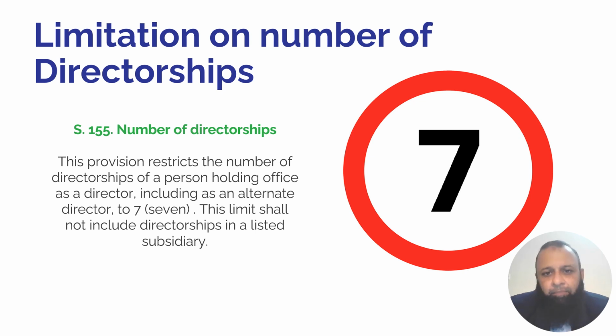Now, how many companies can a person be a director of? As per Section 155, the number is restricted to 7. That means that a director cannot hold office as a director for more than 7 companies.